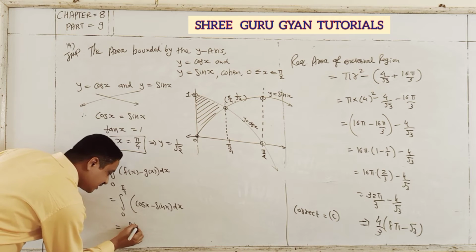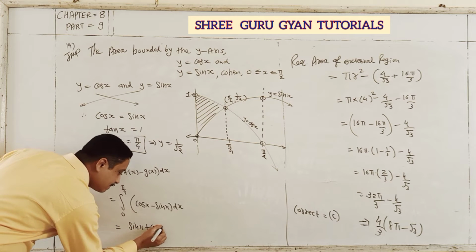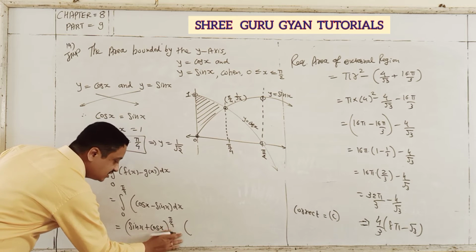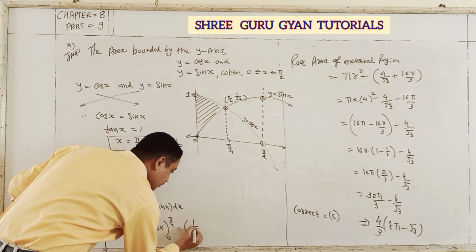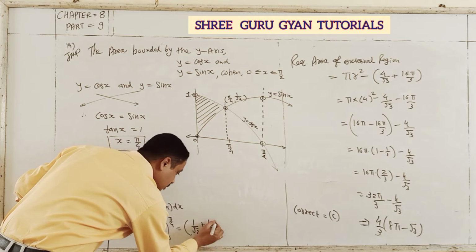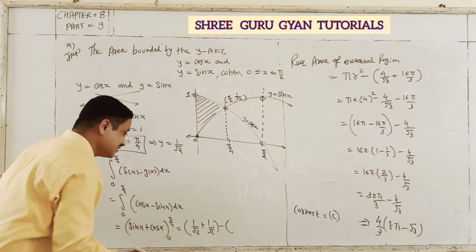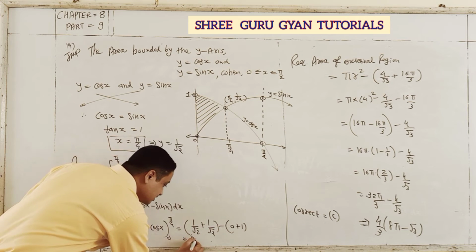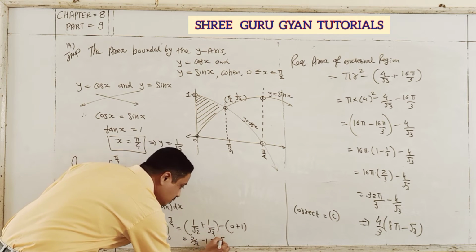Now integration of sin x plus cos x, with boundary 0 to pi by 4. Sin 45 is 1 by root 2, cos 45 is 1 by root 2, minus, now put the lower limit: sin 0 is 0, cos 0 is 1. In short, the answer is 2 by root 2 minus 1, which is root 2 minus 1.